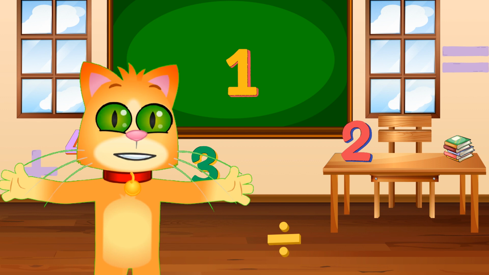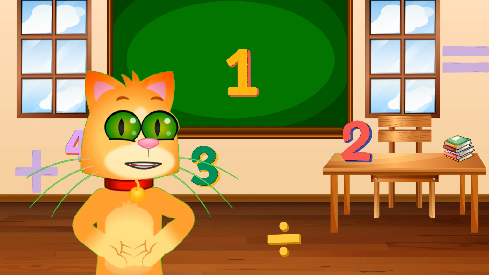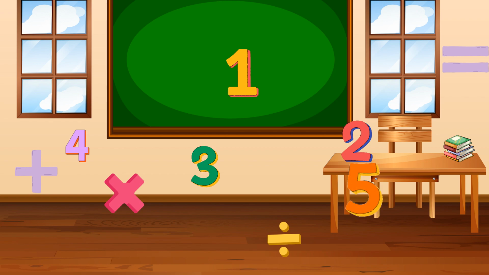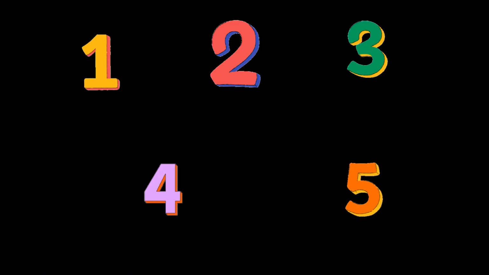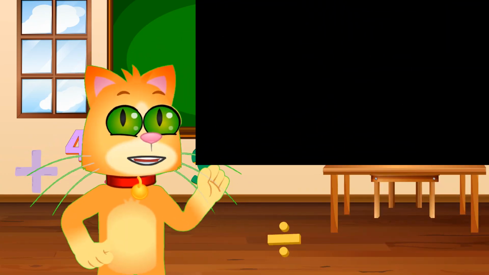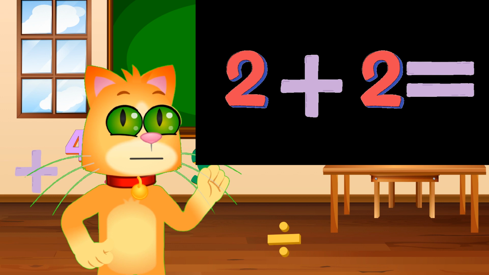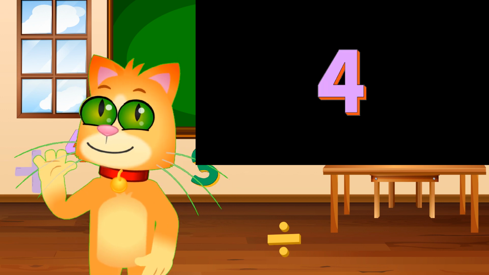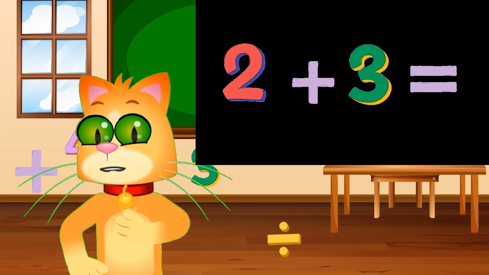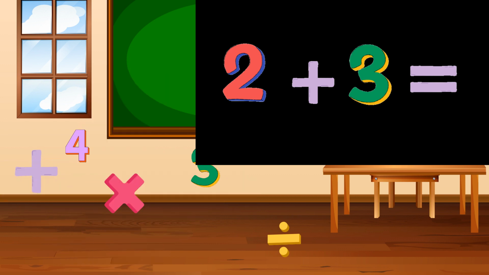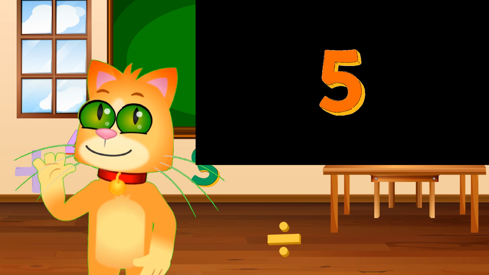Numbers are like the building blocks of math. They can be big or small, even or odd. When you add two even numbers together, what do you get? That's right, another even number. But when you add an even and an odd number, what happens? Let's find out. The answer is always an odd number. Isn't it fascinating?